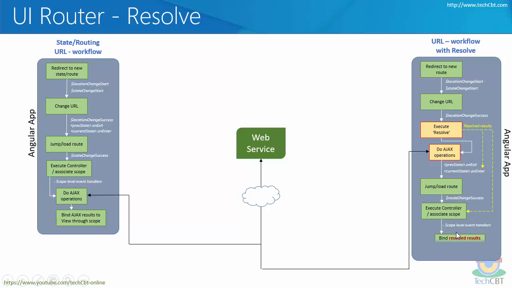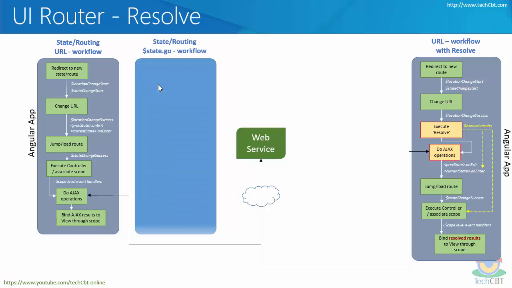And then finally all the resolved results along with the new scope data will be bound to our view using the scope. And this is the only difference. Here we bind directly to the Ajax results, and here we bind to the resolved results, which in turn are nothing but the results of our Ajax operations. So except this part and the injection of our results, the rest of the workflow is pretty similar. And again, this is whenever we are using routing URL way of switching the states.